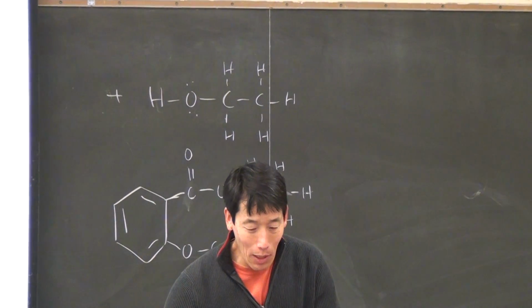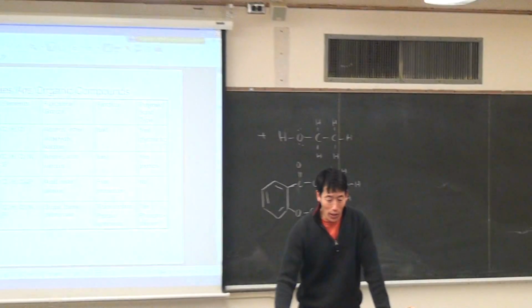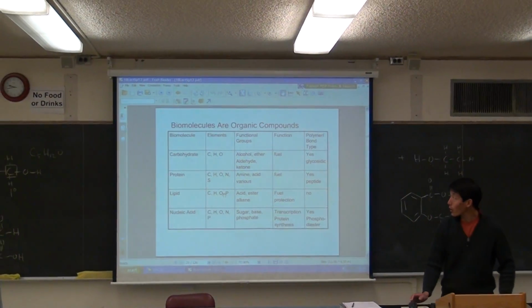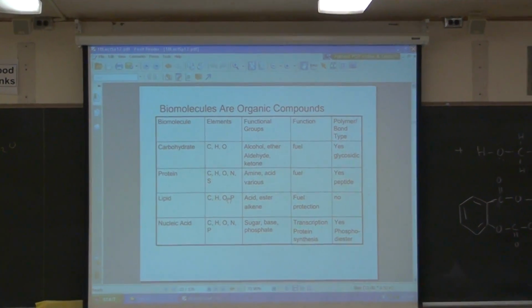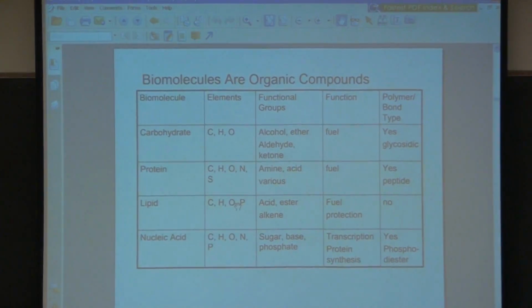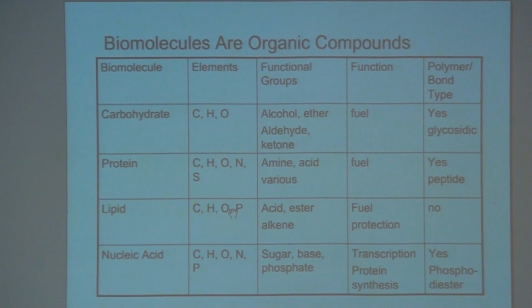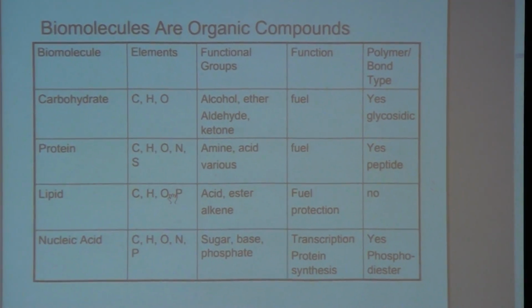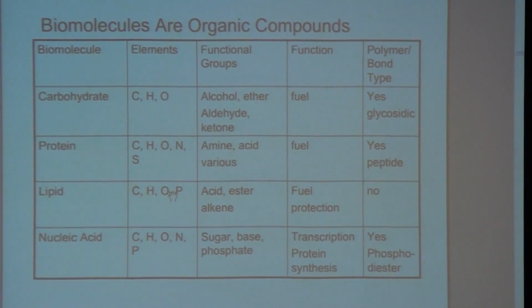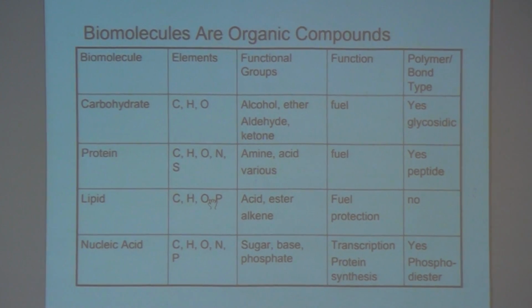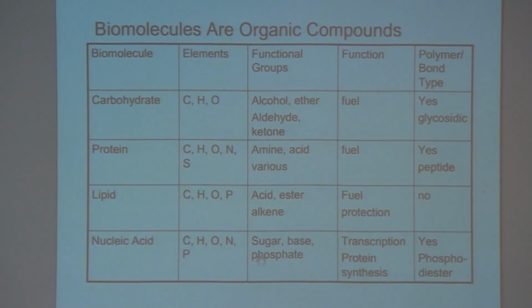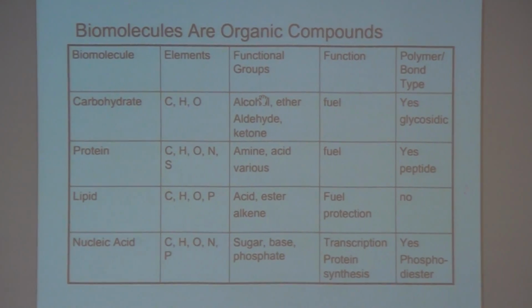I just showed this table last Wednesday, that biomolecules are organic compounds. So this table lists 4 different types of ways biomolecules are classified: carbohydrates, proteins, lipids, and nucleic acids. The elements found in each type of biomolecule are listed here, as well as the functional groups.